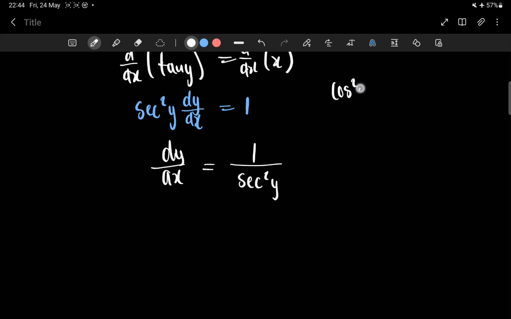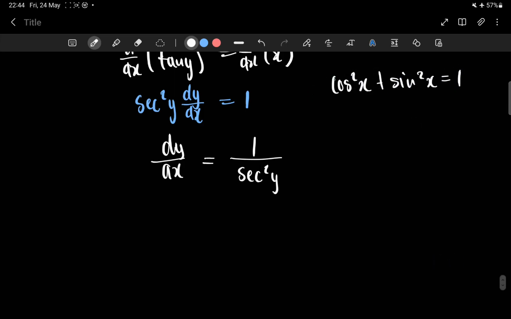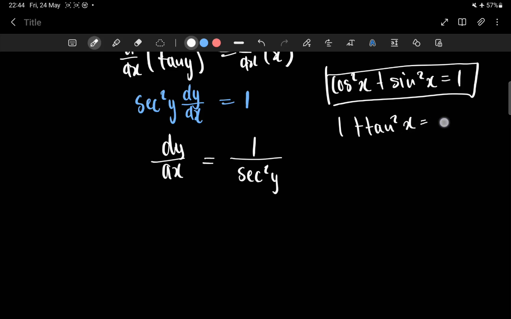The first one says cos squared x plus sine squared x is equal to 1, right? Okay, but what is the other one? It says that 1 plus tan squared x is equal to secant squared x. So here, what is secant squared? It is 1 plus tan squared. So I can remove secant squared, right?